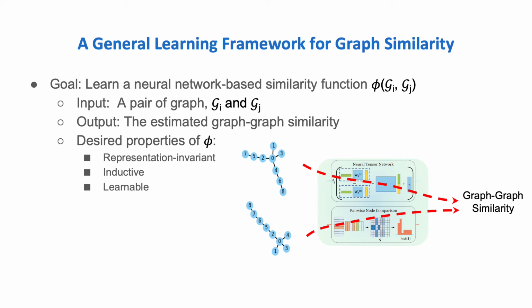What we hope to do is to develop a general learning framework for graph similarity search. Our goal is to learn a neural network-based similarity function phi. The input is a pair of graphs, Gi and Gj, and the output is the estimated graph-graph similarity score. We want a few desired properties of this similarity function. First, it needs to be representation invariant, and then we hope it to be inductive so that we can incorporate new graphs without retraining the model. We also want it to be learnable, to be adaptable to different edit distance or graph similarity functions.